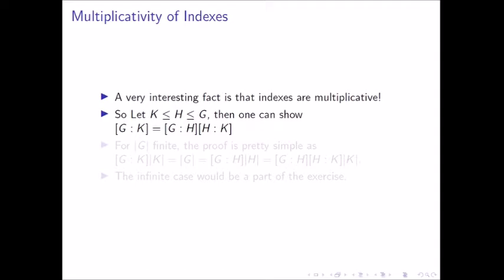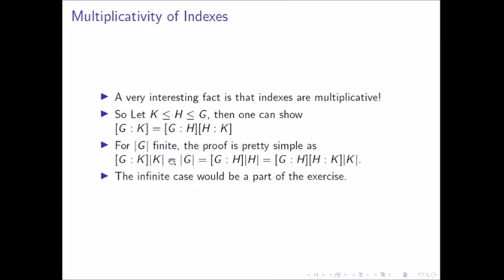Think of a proof about the infinite case. Of course, you can't use Lagrange's theorem now, because Lagrange's theorem is valid whenever G is finite. But if these indexes are finite, it turns out that the infinitude of G doesn't affect this property. So if G is finite, the size of G is the index of K in G times the size of K by Lagrange's theorem, and it is also equal to the index of H in G times the size of H.